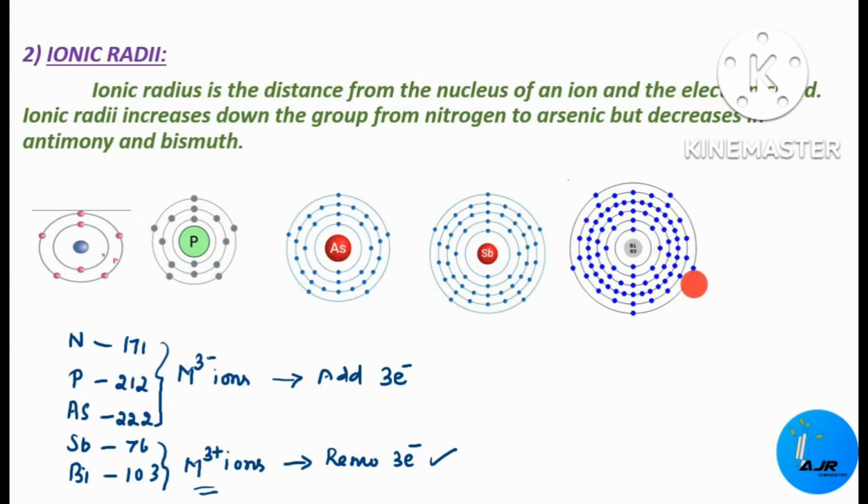Here also the same thing happens. This is the reason why arsenic, antimony and bismuth have lesser ionic radii when compared to nitrogen, phosphorus and arsenic. Understood, students?